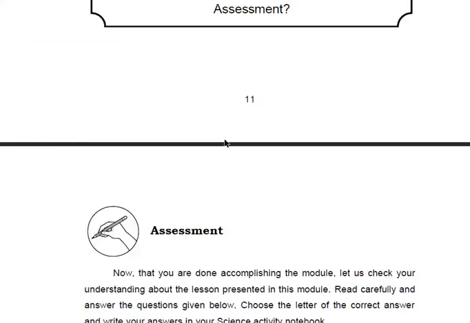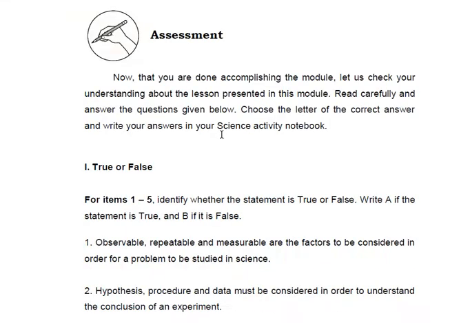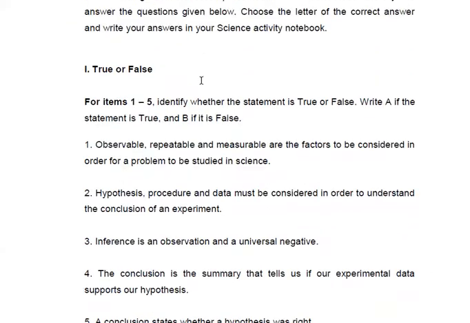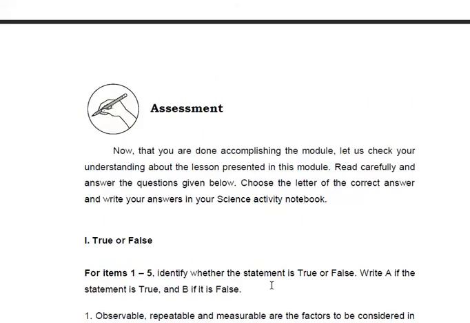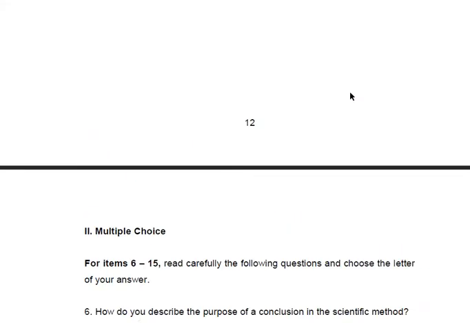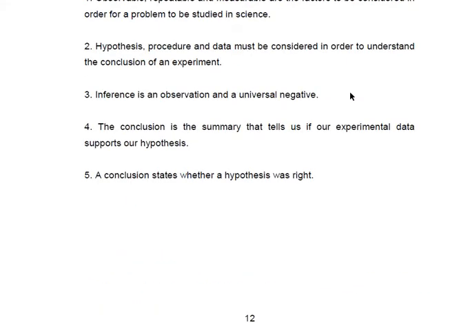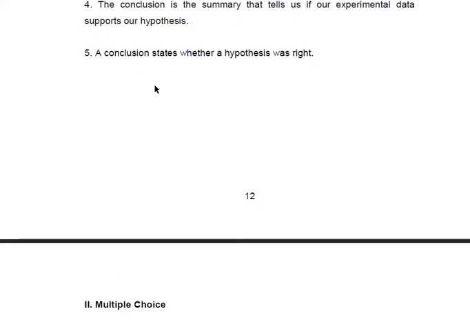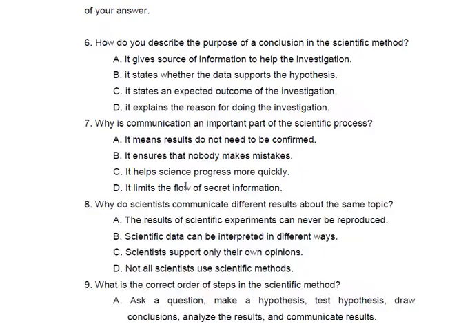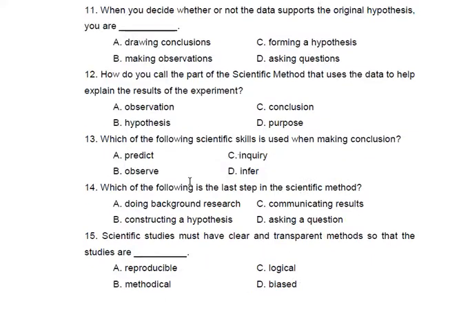So, that's all. Actually, in the afternoon, then you answer your assessment test 1 and 2. Okay? So, this is your afternoon activity. Alright? So, here, again, you write A if it is true and B if it is false for numbers 1 to 5. And then 6 to 15, multiple choice answers only.